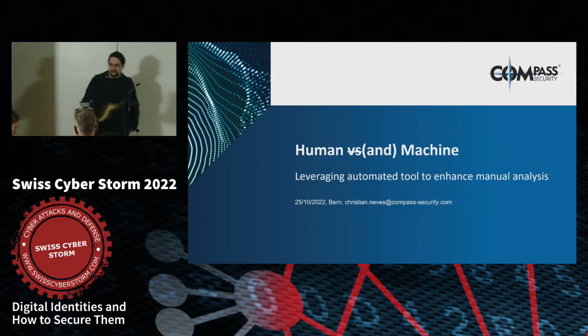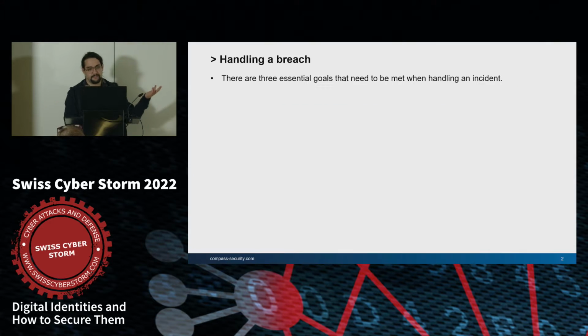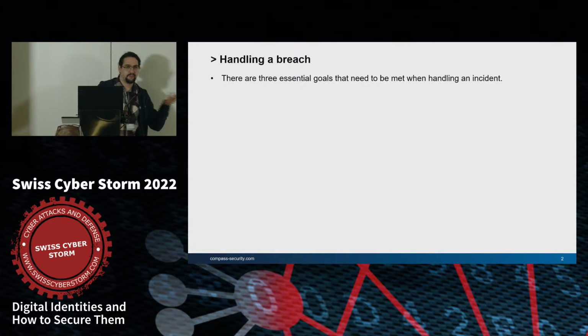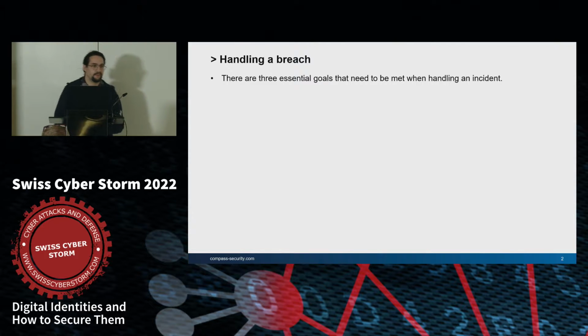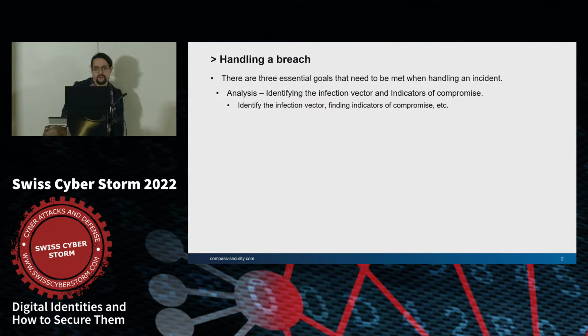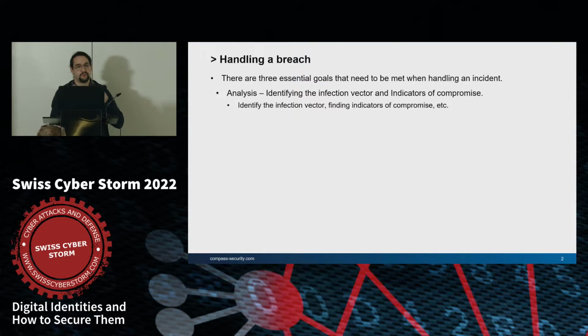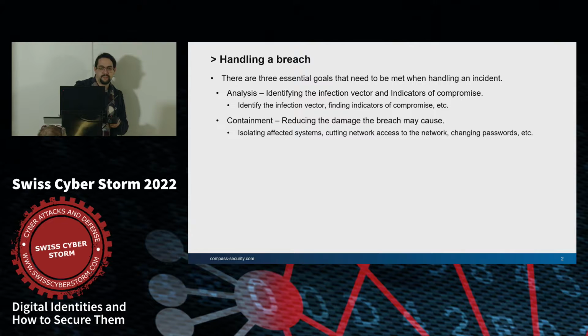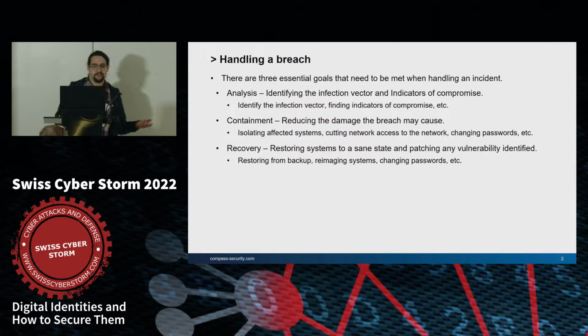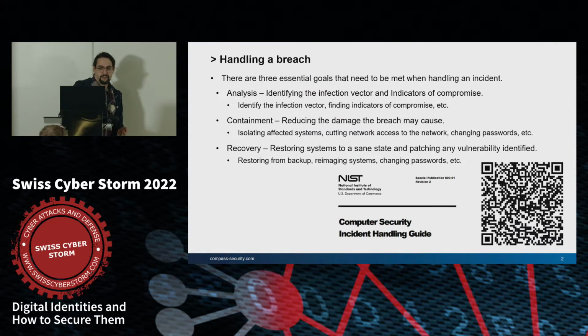So we'll start directly. When you have an incident or a breach, so your security didn't work, you have to handle a breach. You have three essential goals. The first one is analysis, where you want to identify the infection vector and all the indicators of compromise. Then when you have identified all your systems that are infected, you have to contain them and finally recover from them. This is basically the incident handling guide from the NIST.